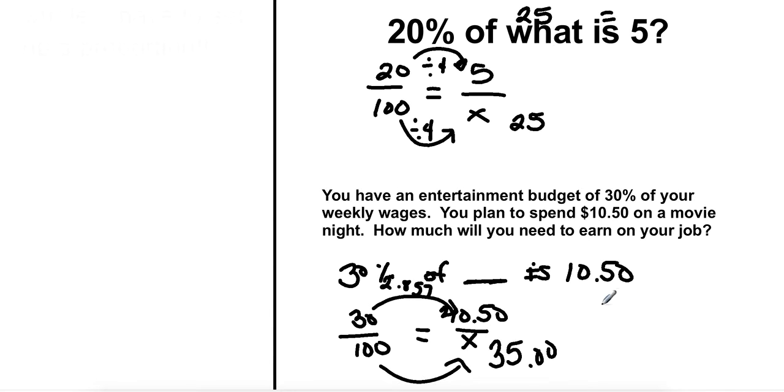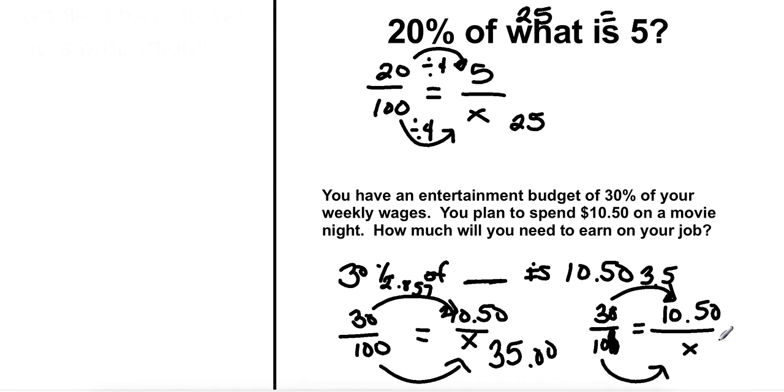You could have also taken 30 over 100 equals 10.50 over the total. So you didn't have to worry about this big number that went on forever. Remember, you could have simplified. Divide by 10, divide by 10, and I get 3/10. 3 goes to 10.50, 3.5 times. Way easier. 10 times 3.5 is 35. So I need to earn $35 at my job to use 30% of it to go to the movie.